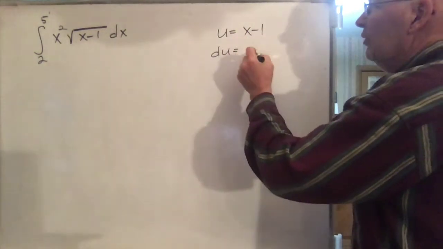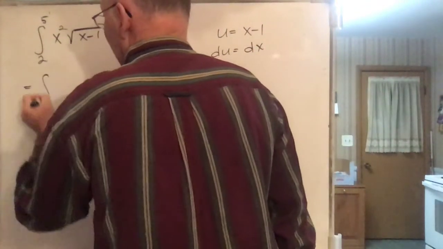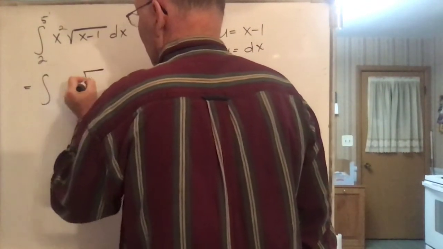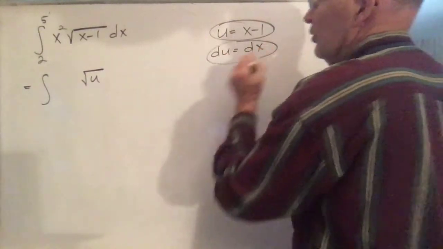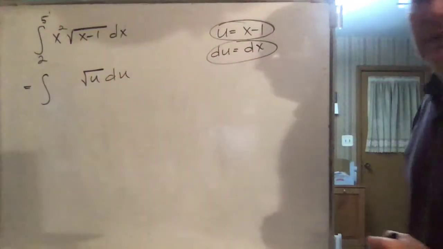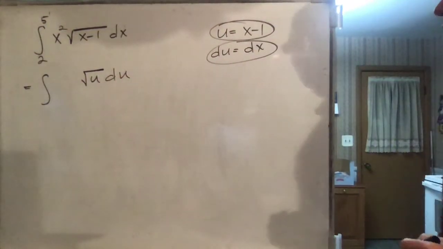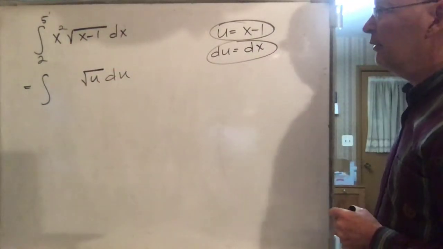So this is going to be du is equal to dx. And now what happens here? I'm going to get the square root of u. That's this. dx is du. That's just a quick changeover. No problem there. Now I have an x squared left. So the only reason that this whole method is going to work is if I can get everything in terms of u. Can I do that?